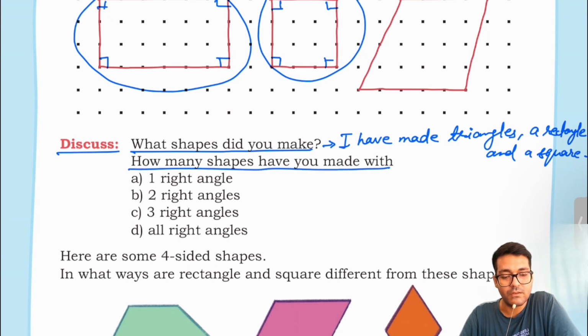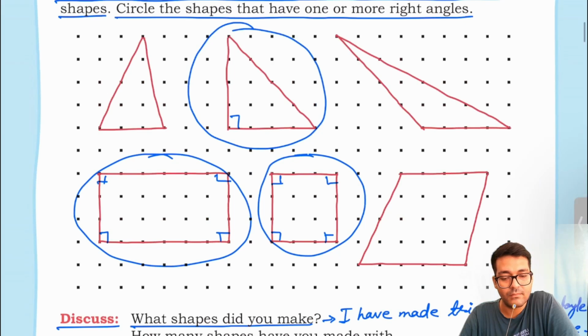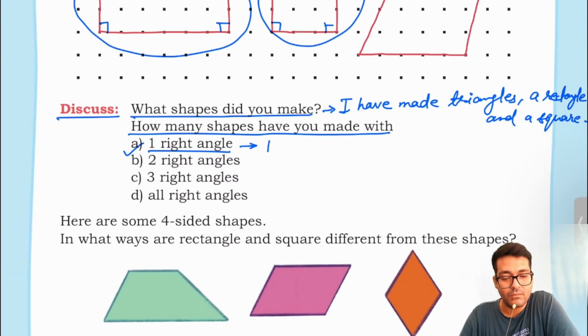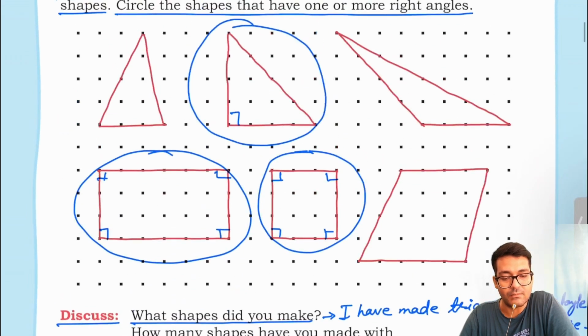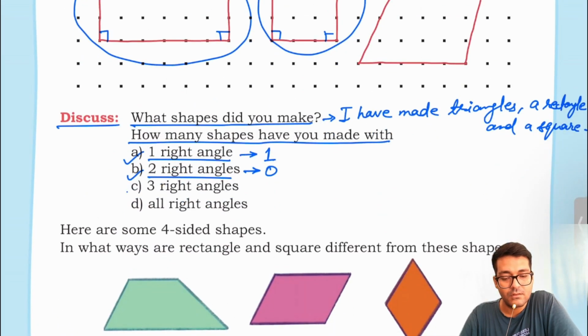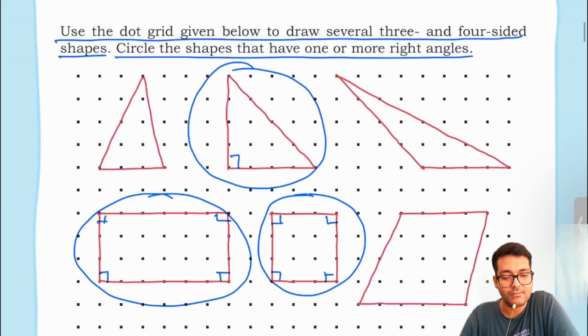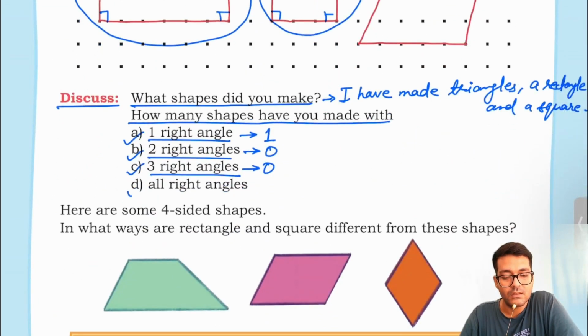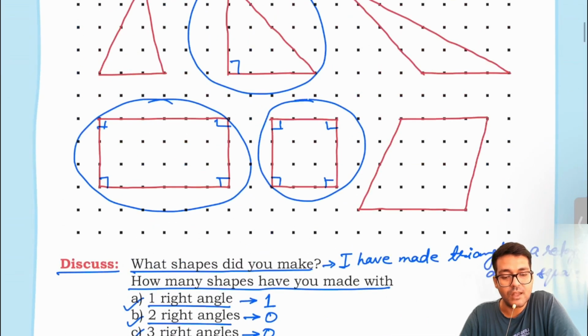How many shapes did you make with? A. One right angle. I have made a triangle that has one right angle. 1. B. Two right angles. There is no shape with two right angles exactly. C. Three right angles. There is no shape with three right angles. So the answer is 0. D. All right angles. There are two shapes, that is a rectangle and a square, where all angles are right angles.